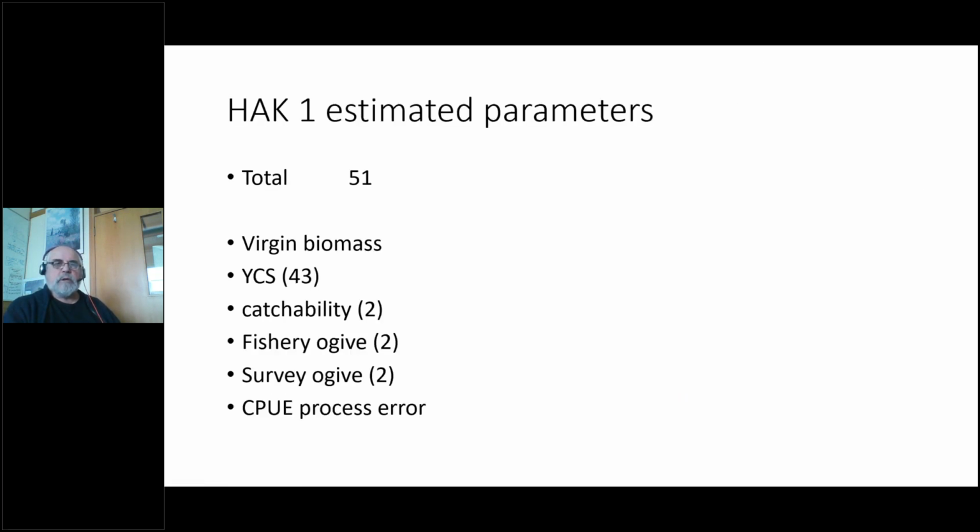So in this particular assessment, there's a total of 51 parameters estimated. This virgin biomass is 43 year class strengths, couple of catchabilities, 2 parameters for the fishery ogive, 2 more for the survey ogive, and they also estimated catch PNF at process error. In the actual assessment itself, they also estimated M, but that's not done in this particular version.